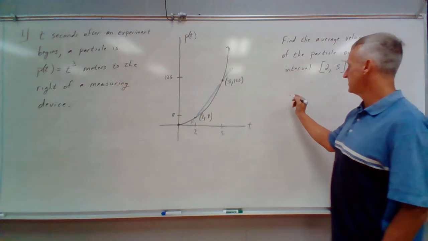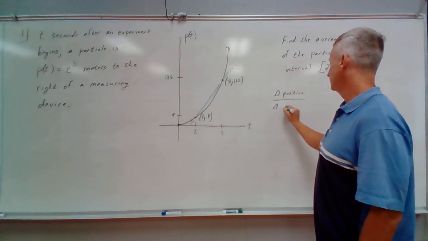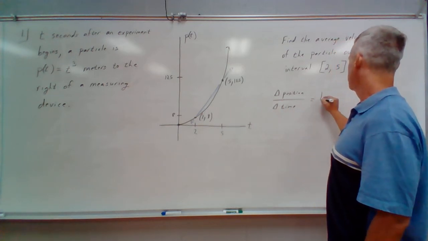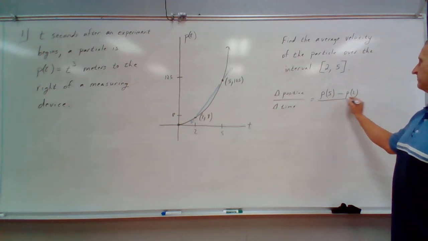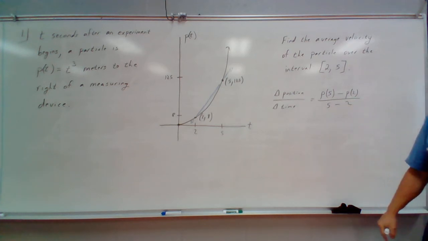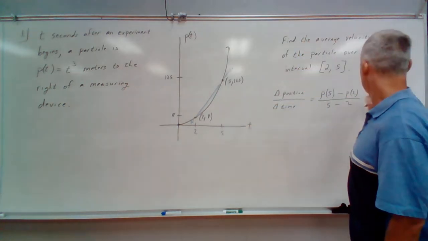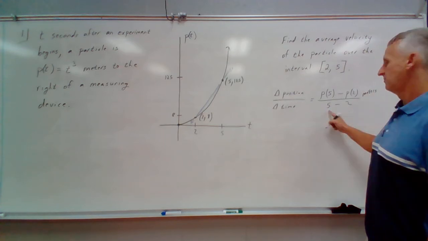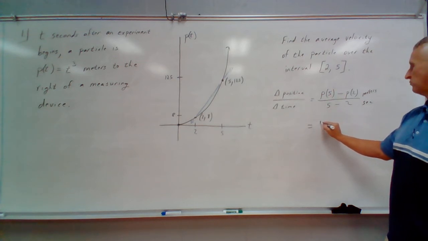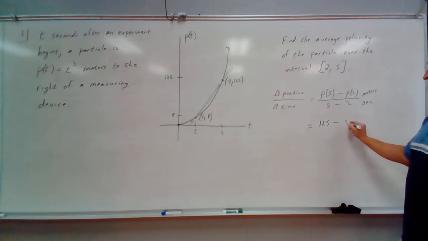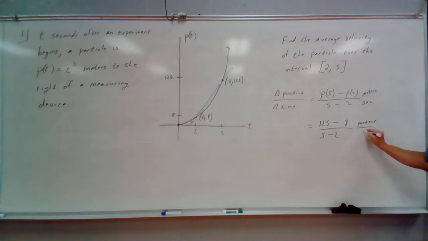So the average velocity would be the change in position over the change in time. So that'll be P of 5 minus P of 2 over 5 minus 2. And my position in this problem is measured in meters. My time is measured in seconds. P of 5 is 125. P of 2 is 8. That's 2. That's meters. That's seconds.